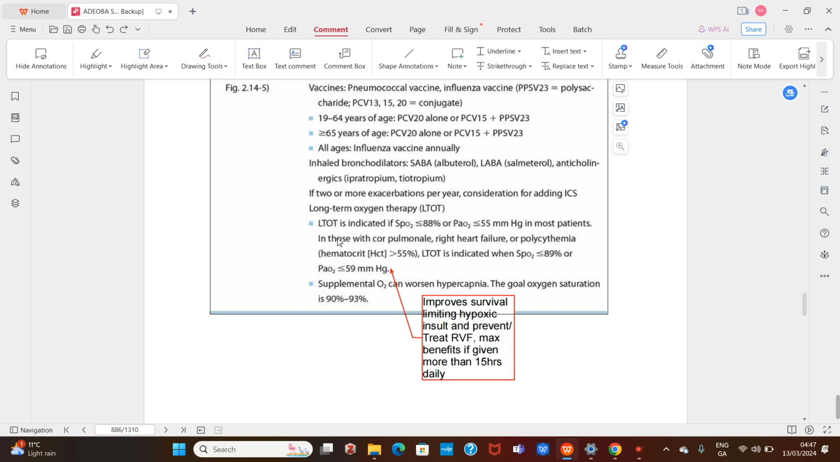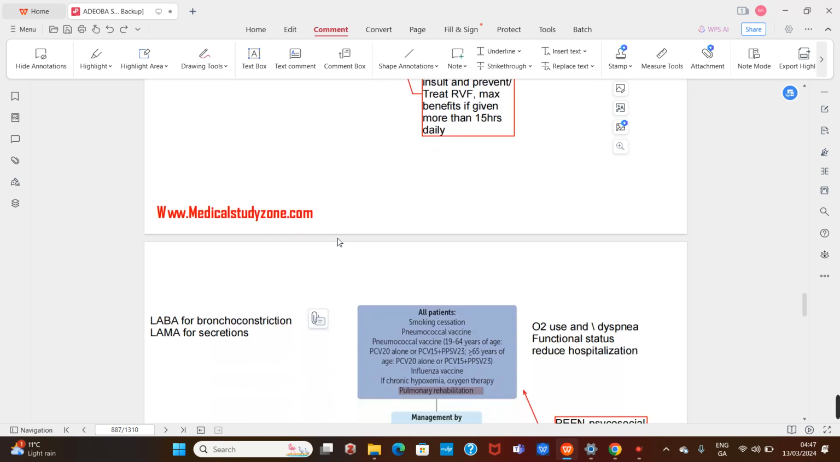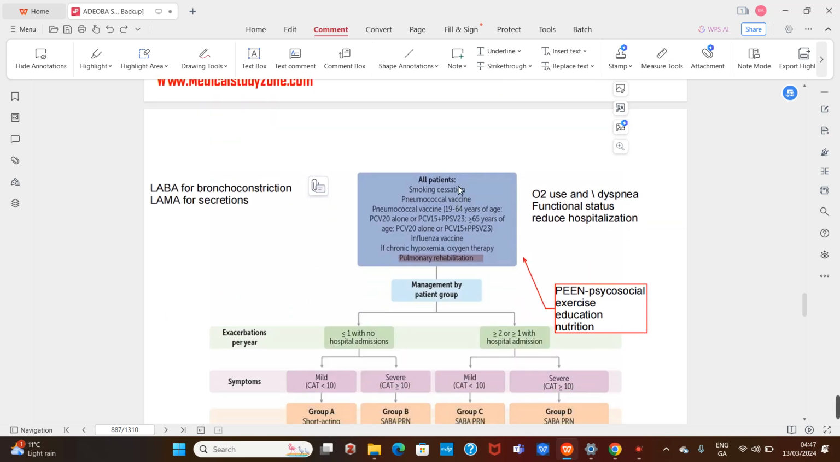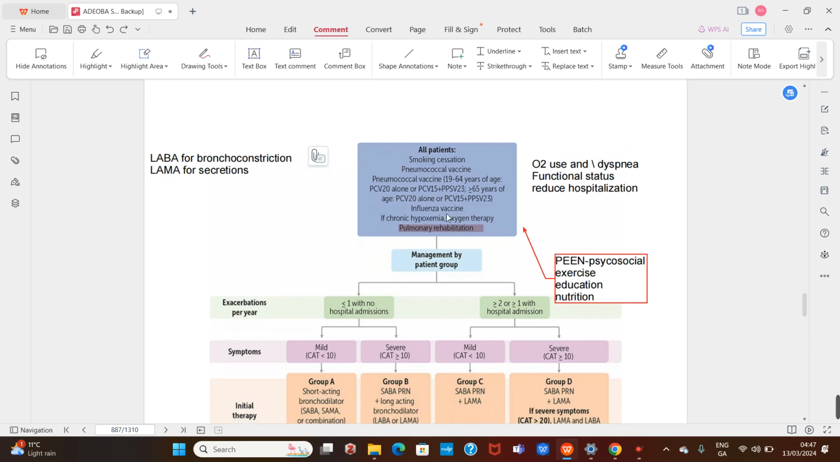Then lastly, pulmonary rehabilitation. I have written it out, so I'm going to show you. So this is more like a summary. All patients, tell them to stop smoking. You give them their pneumococcal vaccine, your PCV20 alone, or PCV15 plus PPSV23, and your annual influenza vaccine. Then, of course, if the person has chronic hypoxemia, you want to give your long-term oxygen therapy, maintaining it at 90 to 93 or 94. If SpO2 is less than 88%, or if PaO2 is less than 55 in a normal person, or in somebody with pulmonary hypertension or polycythemia, if the PaO2 is less than 59 and SpO2 is less than 89.